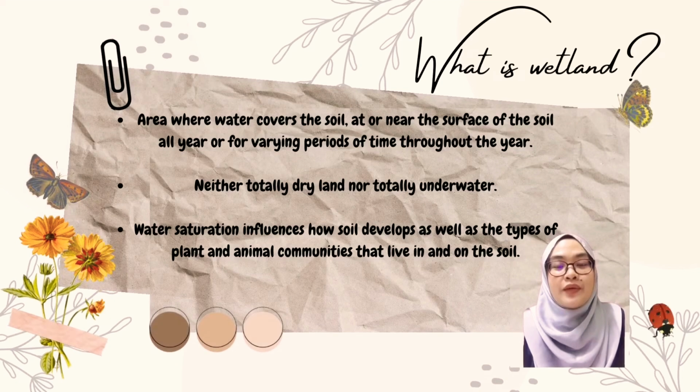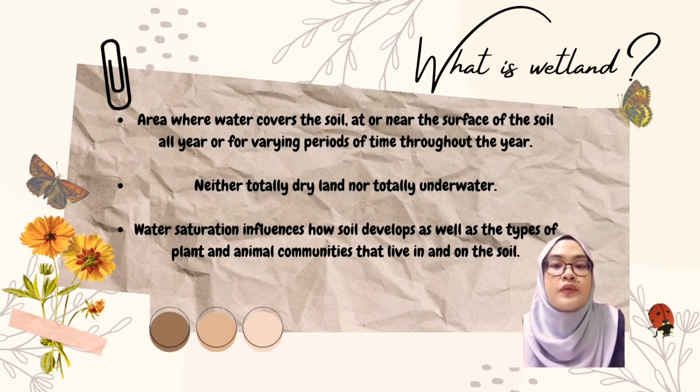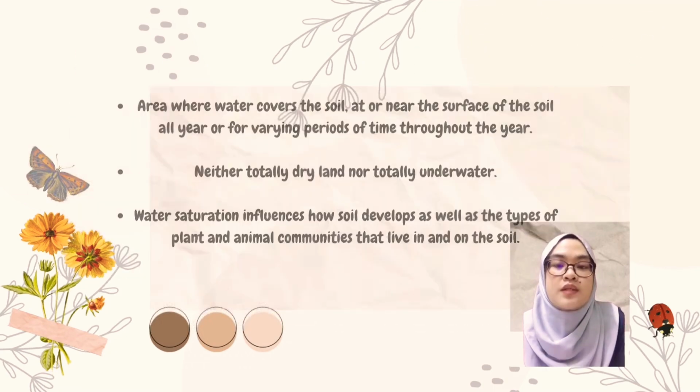I'm going to start the video by introducing what wetland is. So wetland is an area where water covers the soil at or near the surface of the soil all year or for varying periods of time throughout the year. This is including the growing season. Wetlands are transition zones, so they are neither totally dry nor totally underwater because they have both characteristics. Water saturation, which is hydrology, influences how soil develops as well as the types of plants and animal communities that live in or live on the soil.